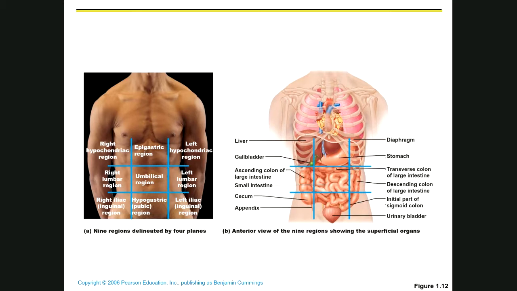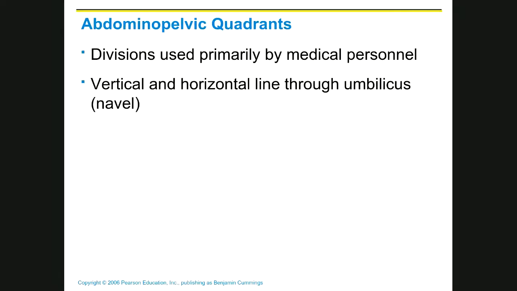If you stay in medicine, you're not going to use regions very much. They don't use this in medicine very much. It's used for anatomy. What they use in medicine, though, are quadrants. And quadrants are easier. So instead of having 4 lines, we've only got 2, and the umbilicus goes right in the middle.